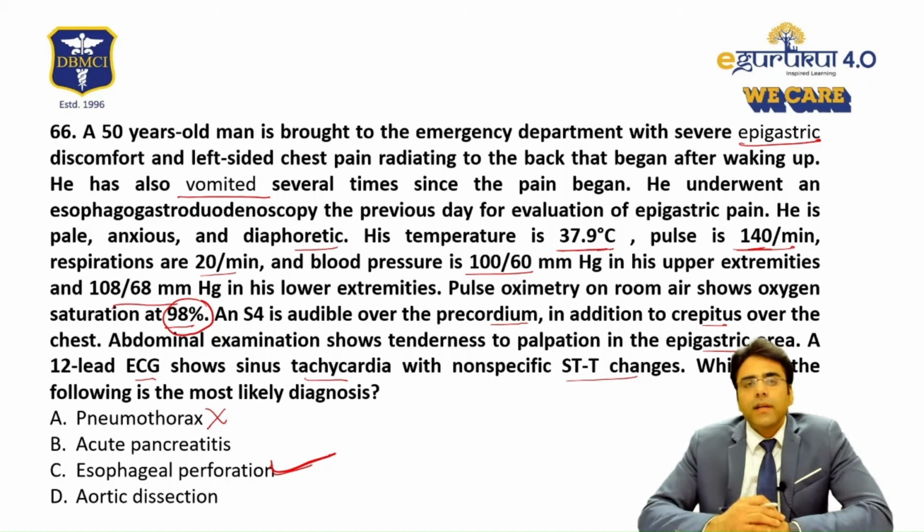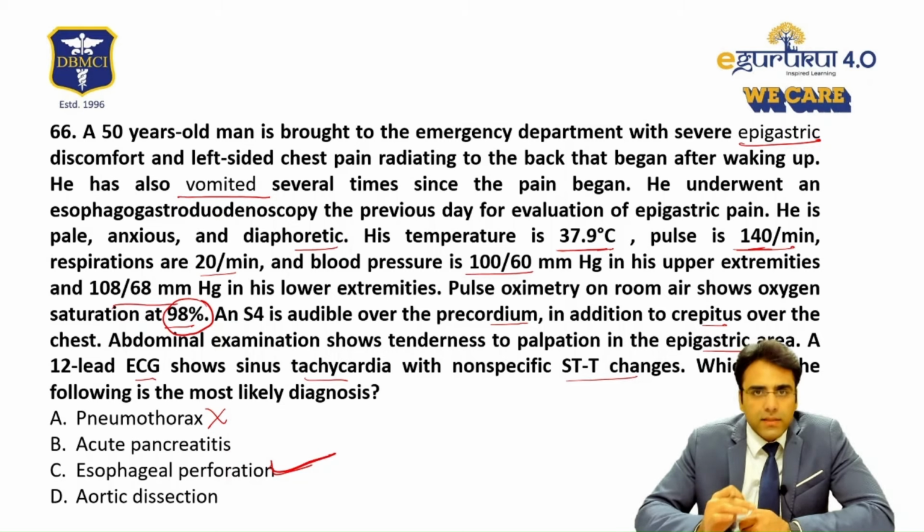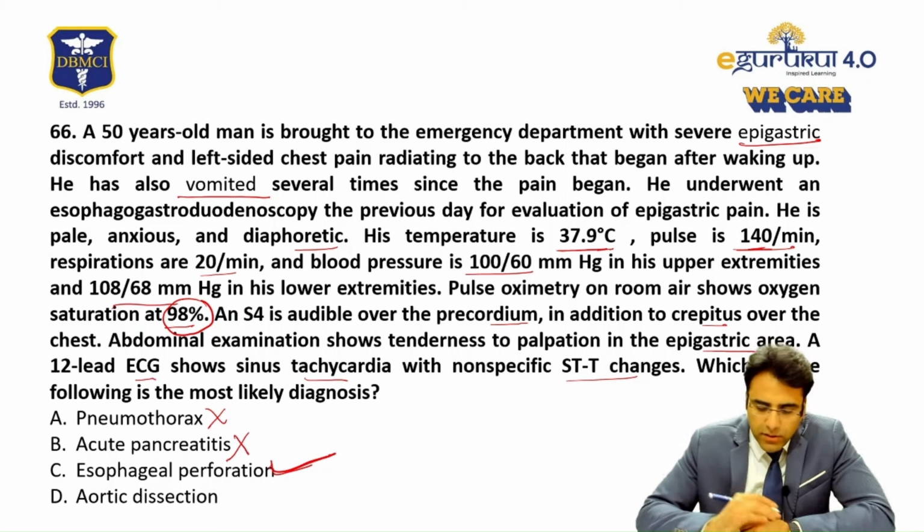Again, acute pancreatitis: the characteristic pain in acute pancreatitis starts in the epigastric region. It radiates to the back and is aggravated by supine position and is relieved by sitting or stooping forward. No such history is given in this patient. You can rule out pancreatitis also.